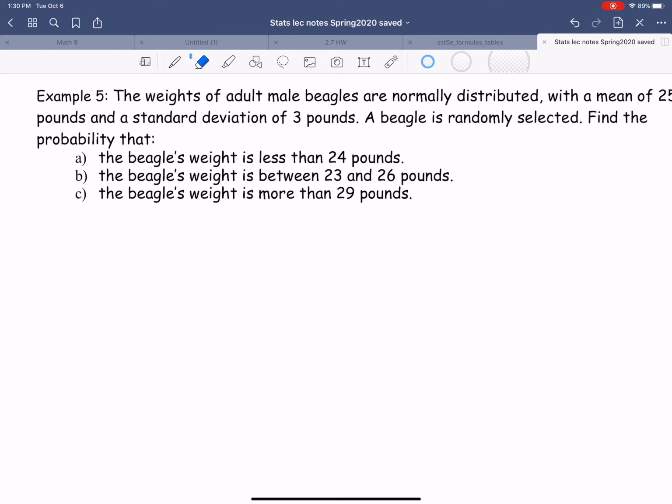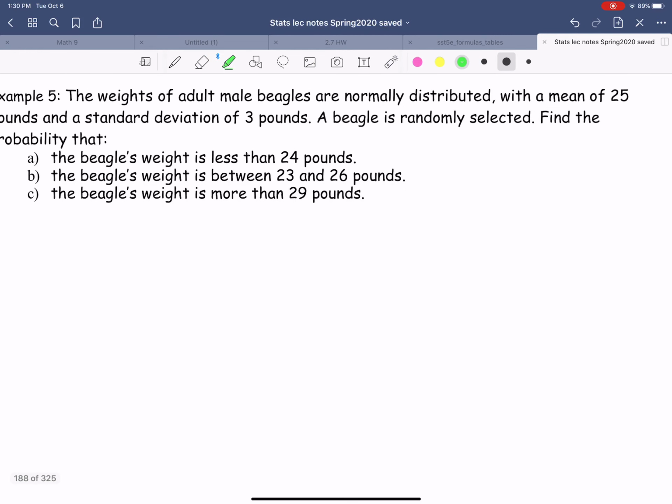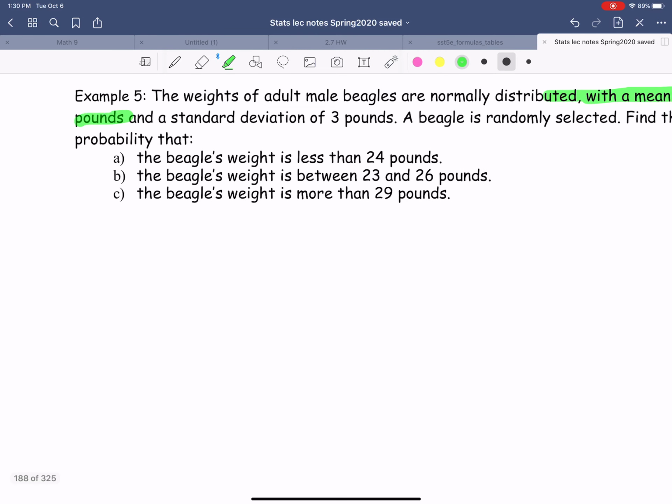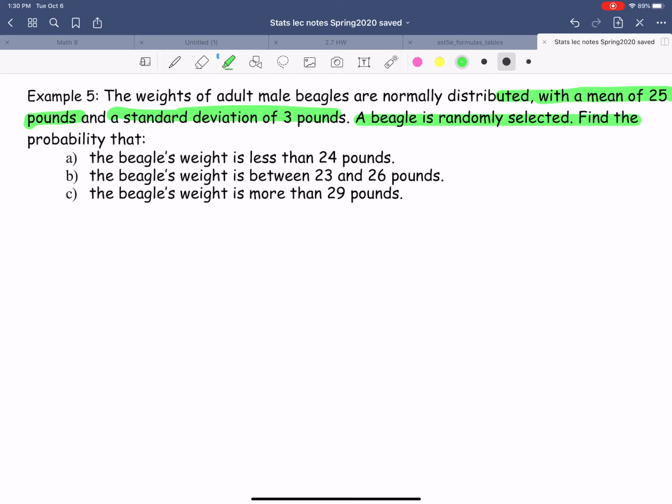The weights of adult male beagles are normally distributed with a mean of 25 pounds. You can see the mean is not 0, and the standard deviation is 3 pounds. A beagle is randomly selected. Find the probability that the beagle's weight is less than 24 pounds. For part A, we're looking for the probability of selecting a beagle whose weight is less than 24 pounds.